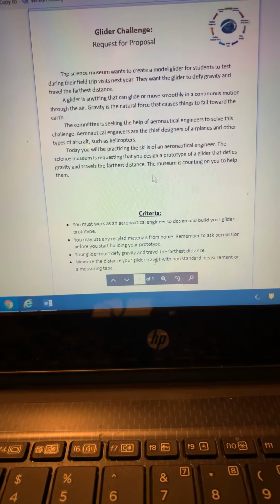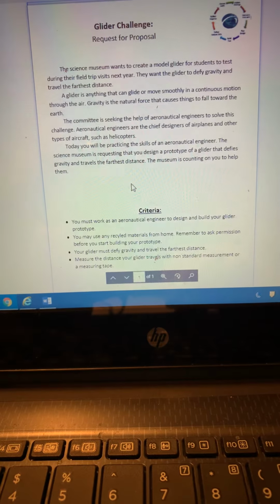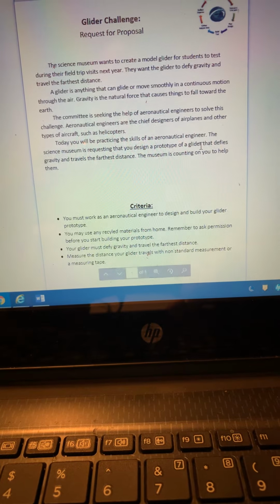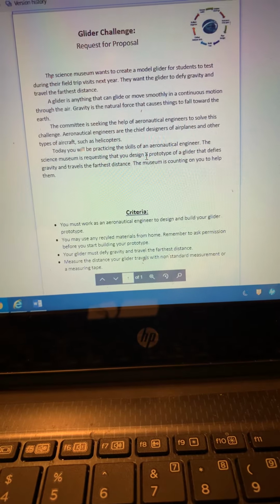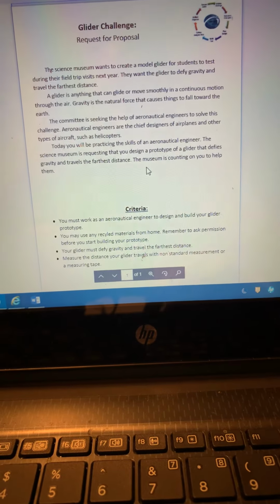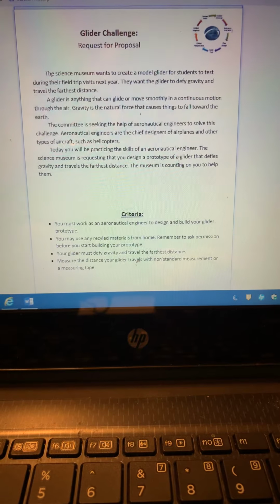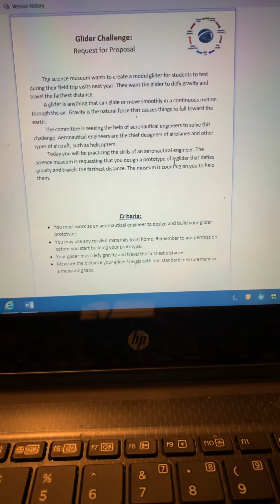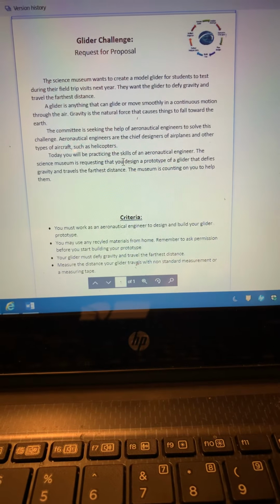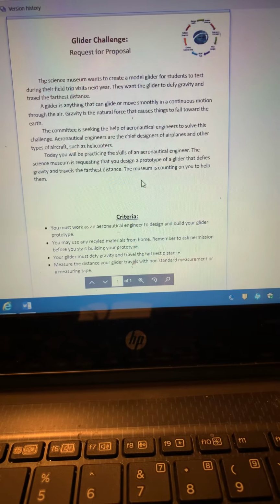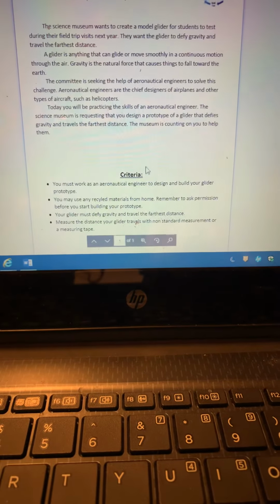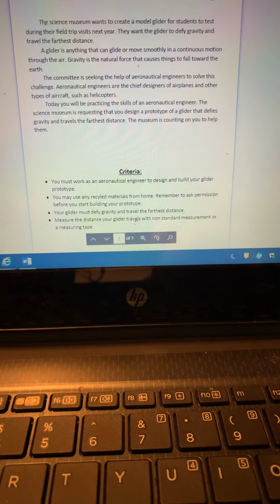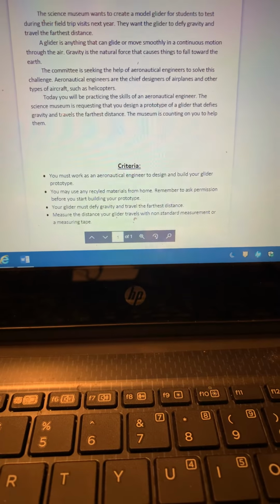Okay, so right here it says your challenge is that they are requesting that you design a prototype of a glider that defies gravity and travels the farthest. Okay, so make sure that would be your challenge that you write on your paper. Okay, so again, to design a prototype of a glider that defies gravity and travels the farthest distance. Think of like a paper airplane almost. All right, so here's your criteria. This is what you have to meet in order for the Science Museum to consider your prototype.